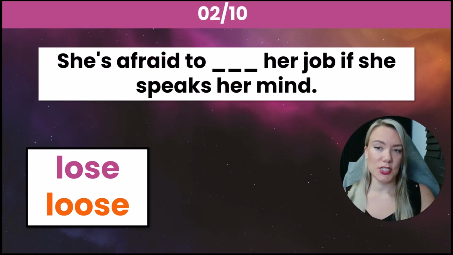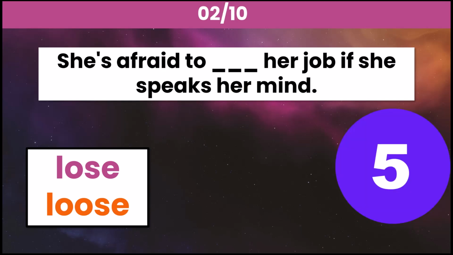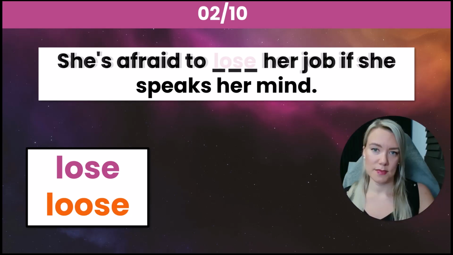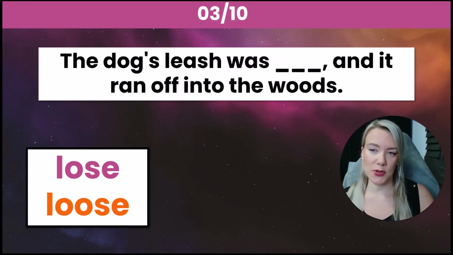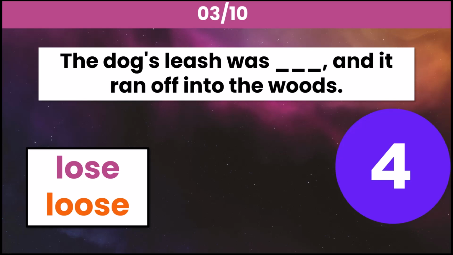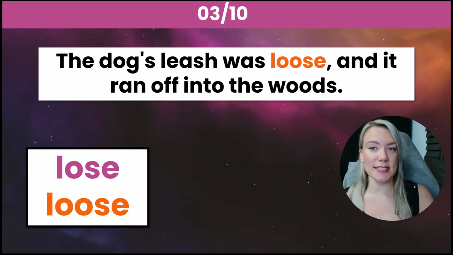Number 2: She's afraid to ___ her job if she speaks her mind. The correct answer is lose. She's afraid to lose her job if she speaks her mind. Number 3: The dog's leash was ___, and it ran off into the woods. The correct answer is loose. The dog's leash was loose and it ran off into the woods.